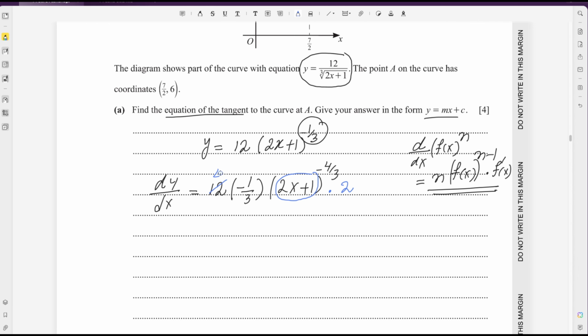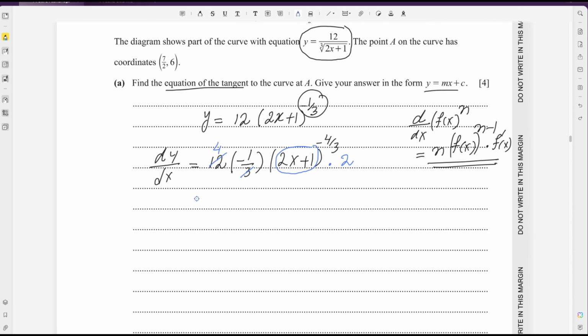Now we simplify. The 3 is cancelled out, and this 2 multiplies by 4. So dy by dx equals minus 4 times 2, which gives minus 8 into 2x plus 1 to the power minus 4 over 3. Now you need to find the gradient at this point, where the value of x is 7 over 2. Using x equals 7 over 2 gives the gradient of the tangent line.